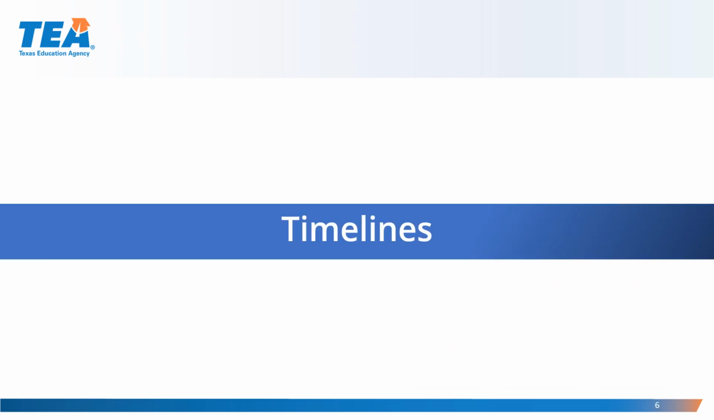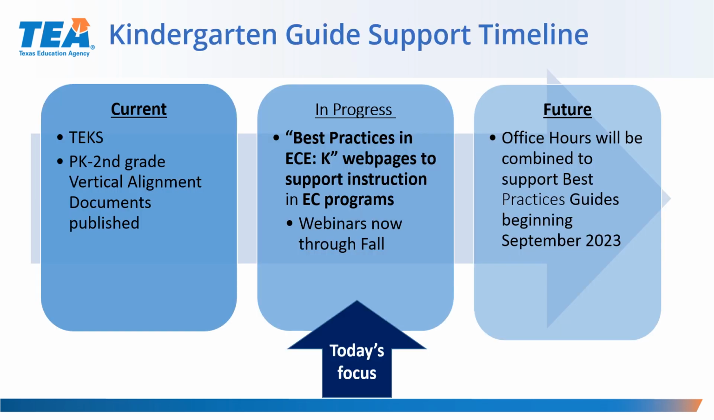First, we will review our current timelines for the kindergarten work and the best practices in early childhood education guide web pages. Currently, we have our TEKS, and in addition, we have our pre-K through second grade vertical alignment documents available within our TEA web pages. Our work in progress includes the best practices in early childhood education kindergarten and administrator guides, and this work includes updating the web pages to support instruction in early childhood programs. And you are viewing the first webinar in a two-part series for kindergarten educators. Webinars and office hours will continue to be held with these topics through the fall of 2023.